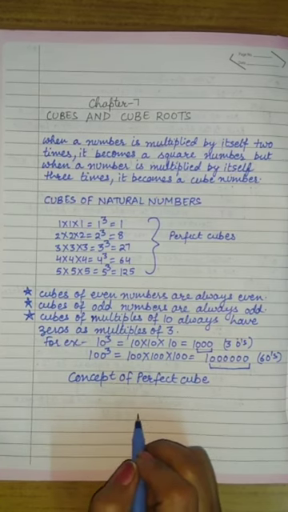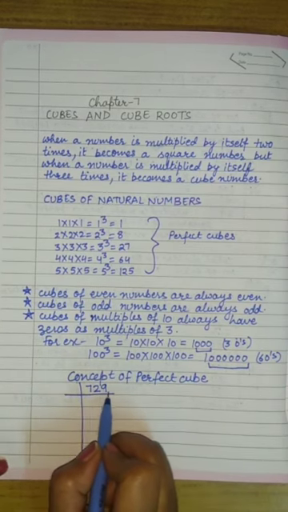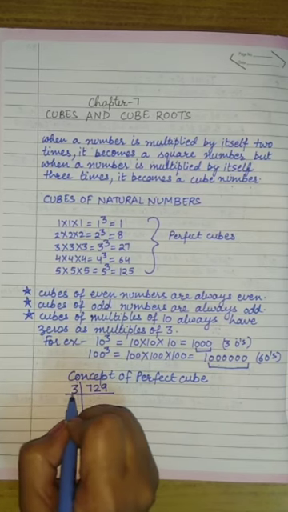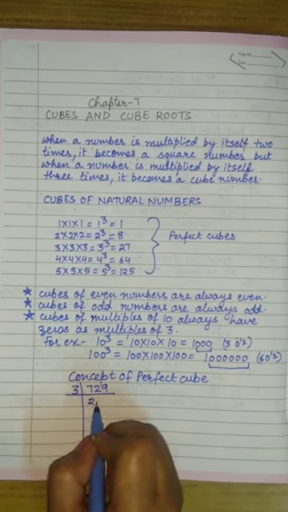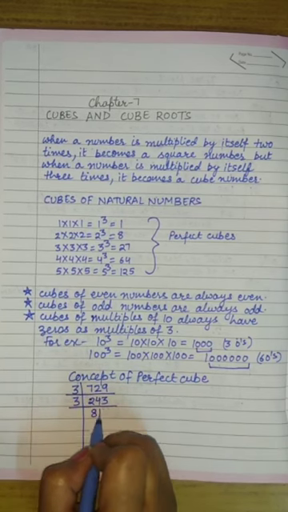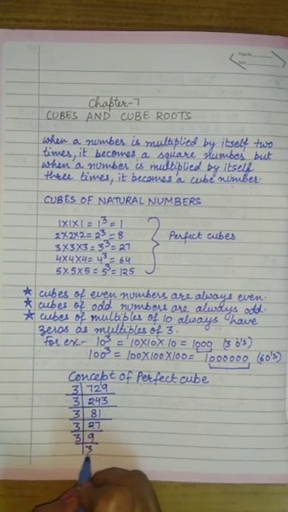For example, if I find the cube of 729, I have to find the prime factors of 729. The sum of 7, 2 and 9 is divisible by 3. So I will divide it by 3. Again, I got 243, which is again divisible by 3. Then I got 81, which is again divisible by 3. Then 27, again divisible by 3. Then 9 and then again divisible by 3.